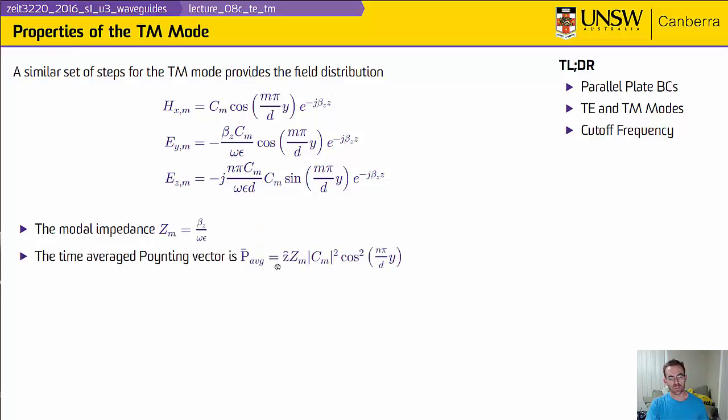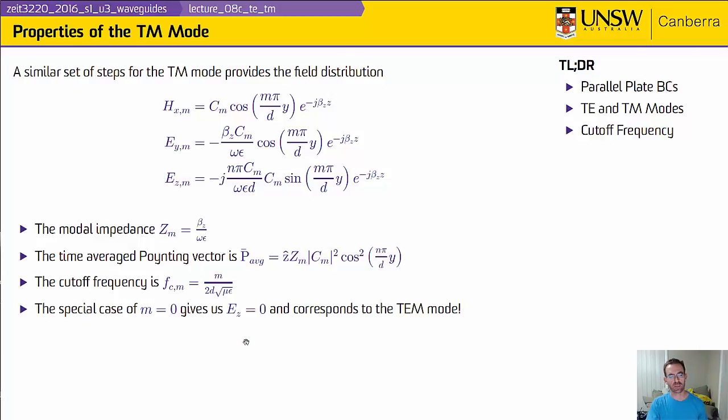Okay. The time average Poynting vector, instead of having a sine squared behavior, now has a cosine squared behavior that we get from these terms. The cutoff frequency has exactly the same form. The cutoff frequency is determined by the mode index, and the cutoff frequency corresponds to the frequency whose wavelength is an integer number of half wavelengths that fit inside the waveguide.